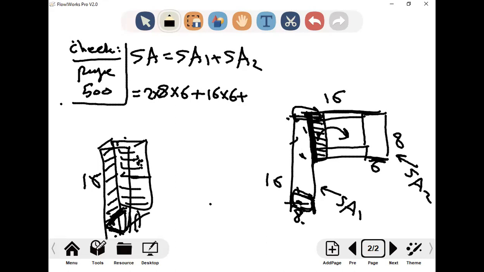16, wait a moment, let me work. 16 and 6. No, 16 and 8. Same. The face and the back they are the same, right? The face and the back they are the same. So it is 2 multiply 16 multiply what? Multiply what? 8. Right?